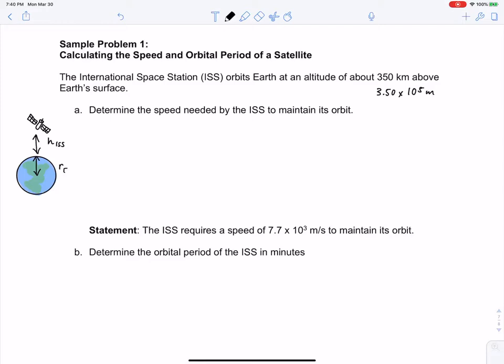The radius of the Earth is 6.38 times 10 to the power of 6 meters. We want to determine the speed needed by the International Space Station to maintain its orbit. We know that speed is equal to the square root of G, the mass of the Earth, that is the force of attraction that is causing the centripetal acceleration, divided by the radius. Now the radius is going to be the radius of the Earth plus the height of the International Space Station above the surface. So we'll call this distance here r. And we can calculate that by adding these two together.